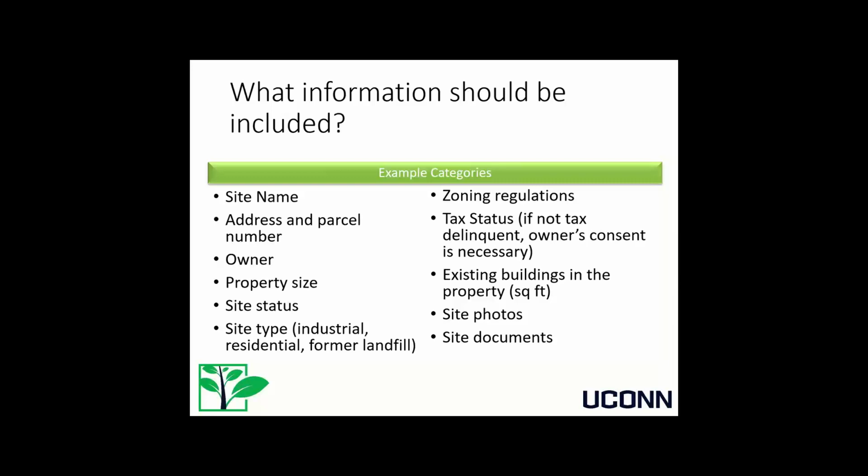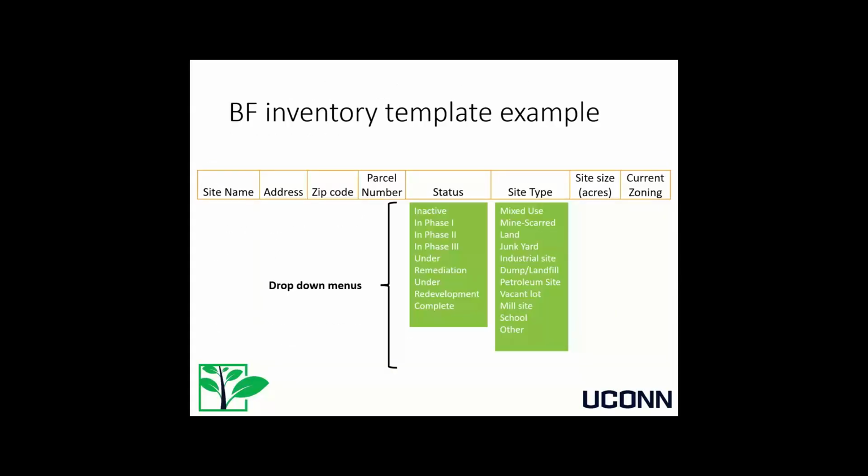Again, that is very important information. In many cases, when you have a tax delinquent property, the town can move to foreclosure, so that is useful to have there. Are there existing buildings, and what is the square footage of those buildings? Do you have any site photos or site documents available? Those are some example categories that you can include. Of course, you can build more from that, but let's first talk a little bit about the status.